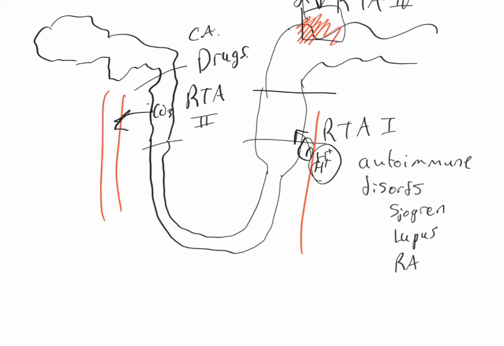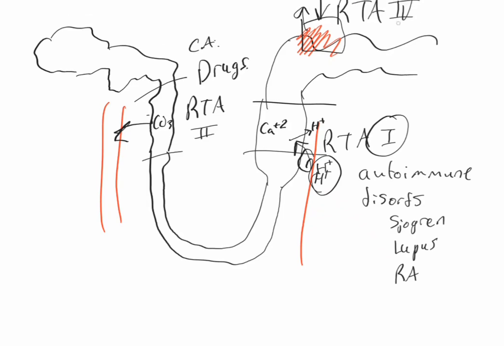Now one other thing that can cause a type 1 RTA is hypercalciuria, so too much calcium in the urine. So in the filtrate, this extra calcium can push out extra hydrogen, and you get this sort of back leak of hydrogen into the blood. So if you ever hear just distal renal tubular acidosis, they're referring to type 1.